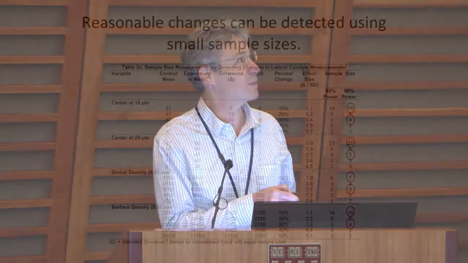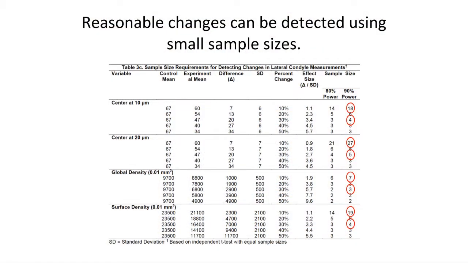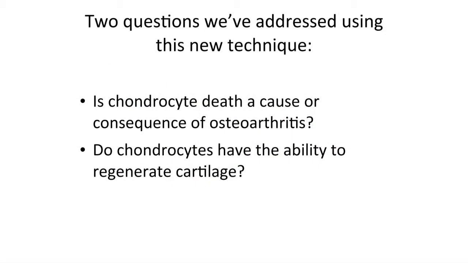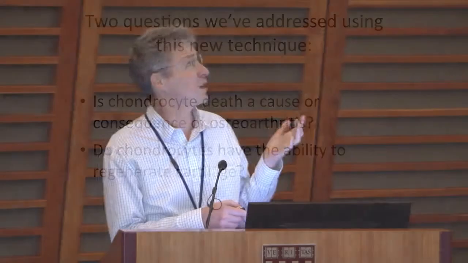Now, if you want to see something more subtle, a 10% change, some measures are still very sensitive. Others take more mice, but it's not going to break the bank, and you'll get meaningful data out of it. So we've developed this technique. We think it's robust and reliable for studying mice, and you can get meaningful data using relatively small numbers.